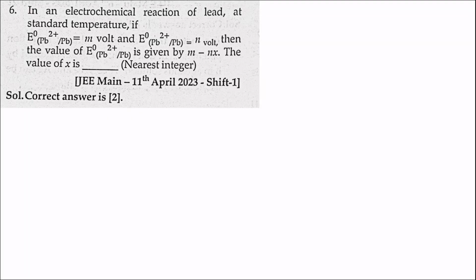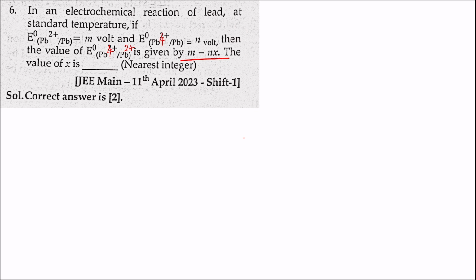In an electrochemical cell, reaction of lead at standard temperature, if E naught value of lead 2 plus changing to lead, reduction potential of lead 2 plus is m volt, reduction potential of lead 4 plus is n volt, and the value of E naught for lead 4 plus is given by m minus nx. The value of x is?